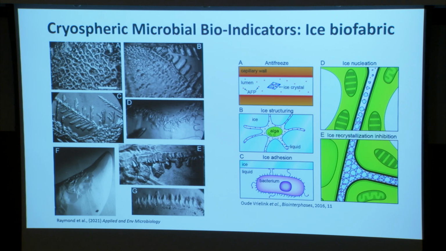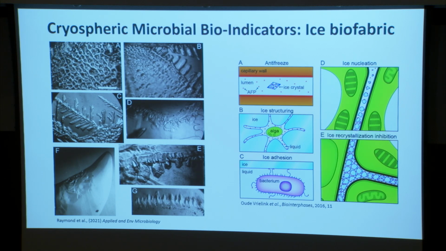Another potential microbial bioindicator would be the biofabric, the fabric of the ice itself. Many organisms in icy environments produce ice-binding proteins, and there's a whole array of those. This panel here is from Jim Raymond's work looking at a cyanobacterium, Nostoc, from the Dry Valleys, and you can see this characteristic pitting and these changes in the signature. This schematic over here shows the whole range of those different ice-binding proteins.